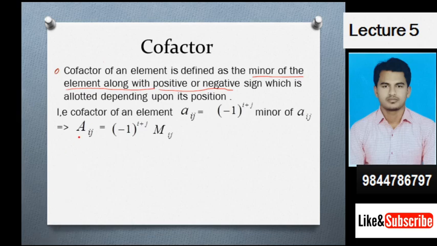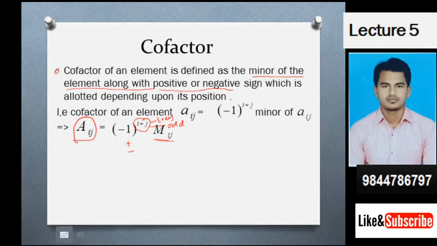So the formula is Aij. What is Aij? The cofactor of an element, which may be A11, A12, A13 or A21, A22, A23 etc., is equal to minus 1 to the power of i plus j times Mij. If i plus j is even, it is plus; if it is odd, it is minus. That is the difference. And the minor of Aij, we know from the previous concept, is calculated by eliminating the row and column.